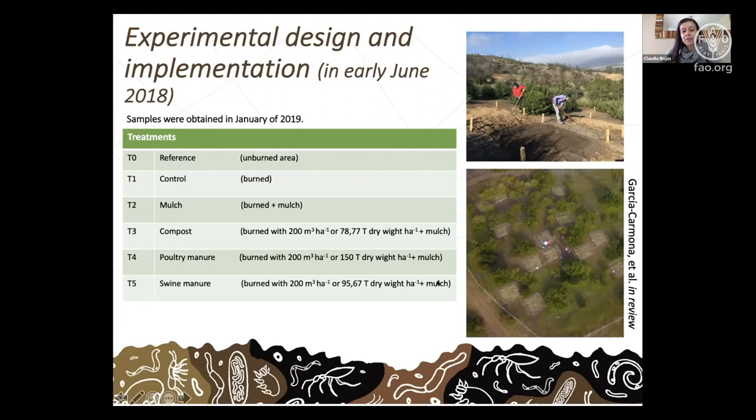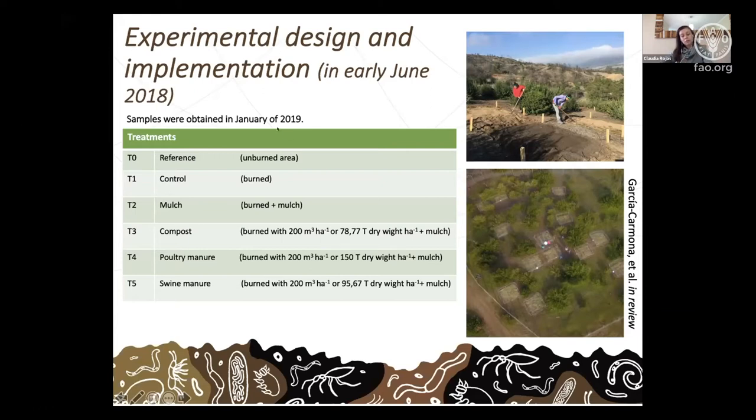But I want to also emphasize that all the treatments that we used were covered in mulch, because that helped us to keep moisture and protect the seeds and plants that we also established here. In addition, we did have a treatment with just mulch, nothing more than mulch. And of course, the control plots, which were burned, and we did not add anything there. And of course, the ecosystem of reference that I mentioned before.